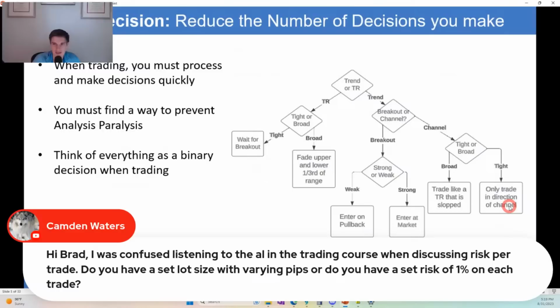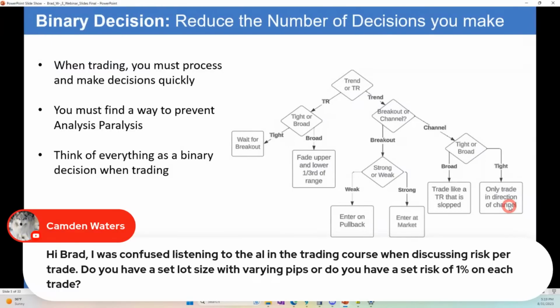So think about this decision tree for a second. This is a slide from the encyclopedia webinar that was done back in July. You can find it on this YouTube channel. But anyways, this is a very basic example of a flow chart, and it's the market cycle. The market's in a trend or a trading range. If it's in a trend, is it in a breakout or a channel? If it's in a breakout, is the breakout strong or weak? If it's in a channel, is the channel broad or tight?